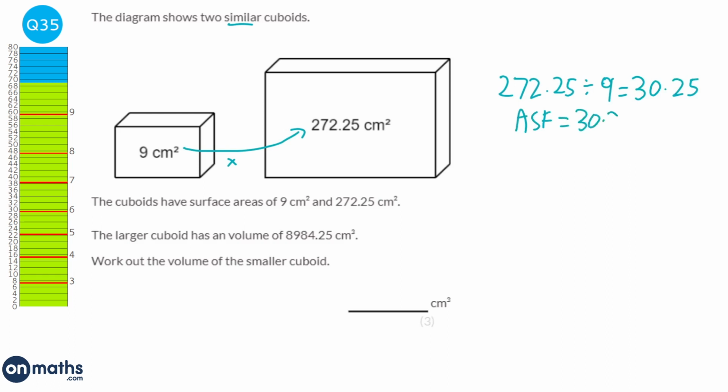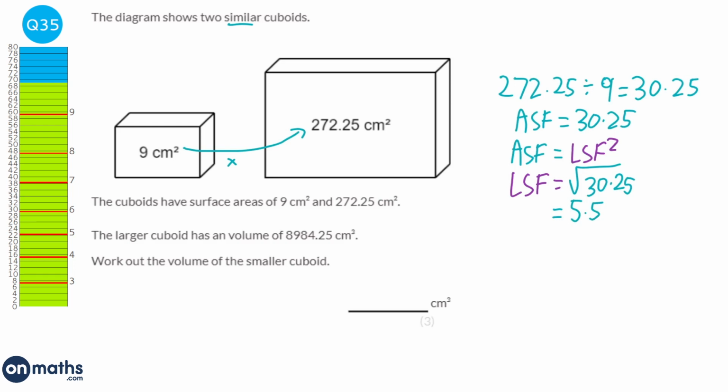So the area scale factor is 30.25. Now this question is all about volume, but we're going to work a little bit backwards and we'll find out that the area scale factor is the linear scale factor squared. So we're going to work out what the linear scale factor is. So to find the linear scale factor, we're just going to square root the 30.25, the area scale factor. So when we square root that, we get 5.5.